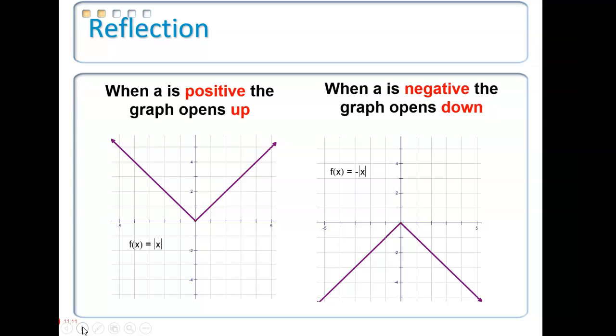Reflection. So we talked about the A value. The A value gives me my reflection. So when A is positive, the graph opens up. When A is negative, the graph opens down. You can see that is f of x equals the absolute value of x, which has a positive A. This is f of x equals negative absolute value of x, which has a negative A. So negative A opens down like a frown, a positive A opens up.